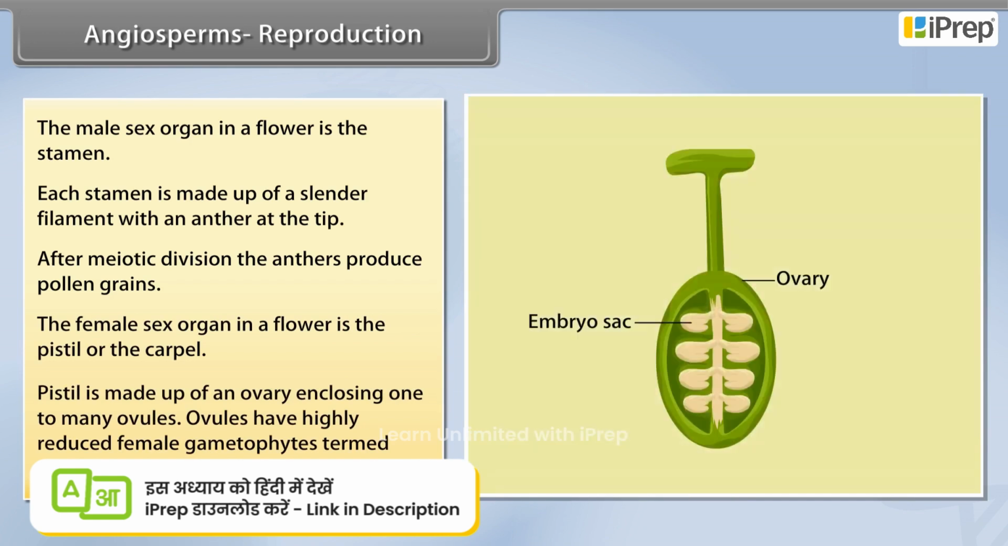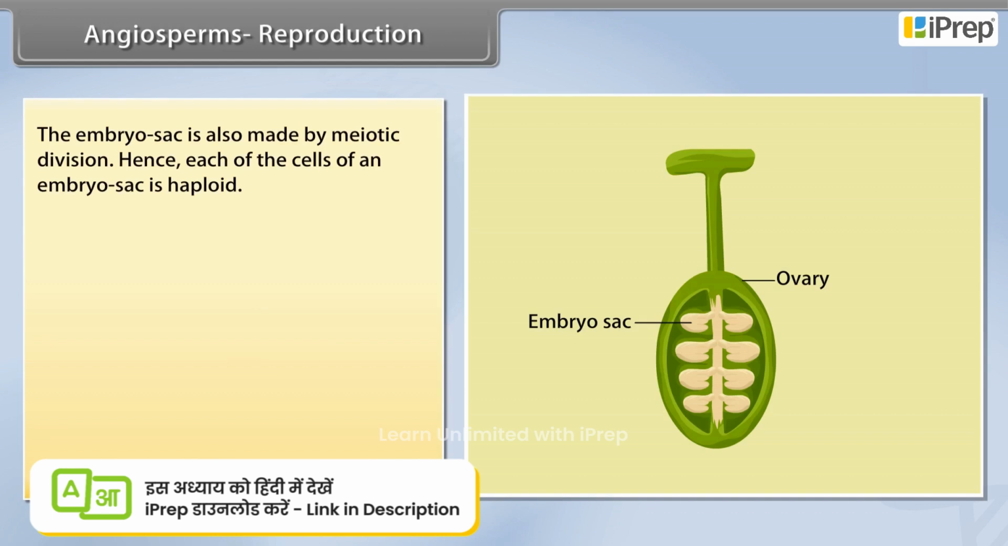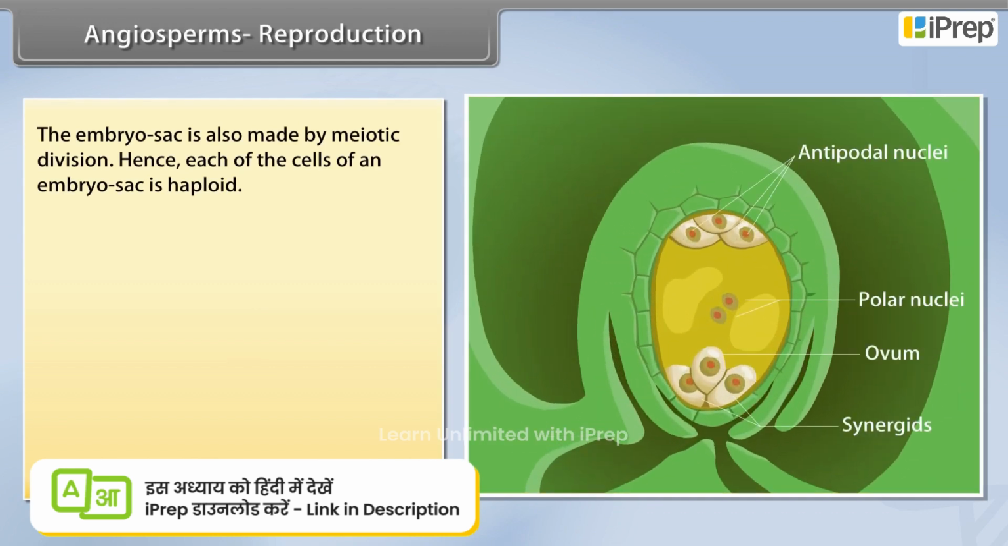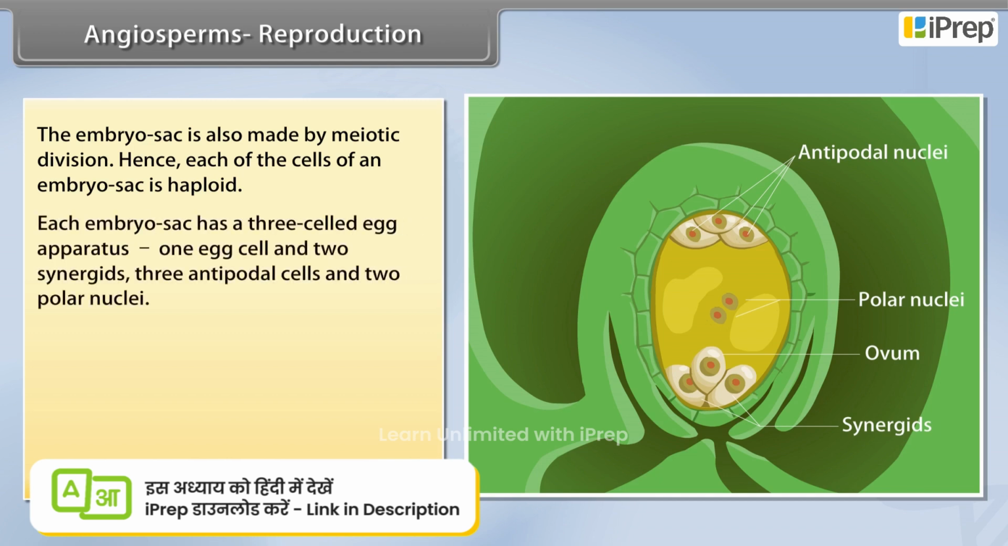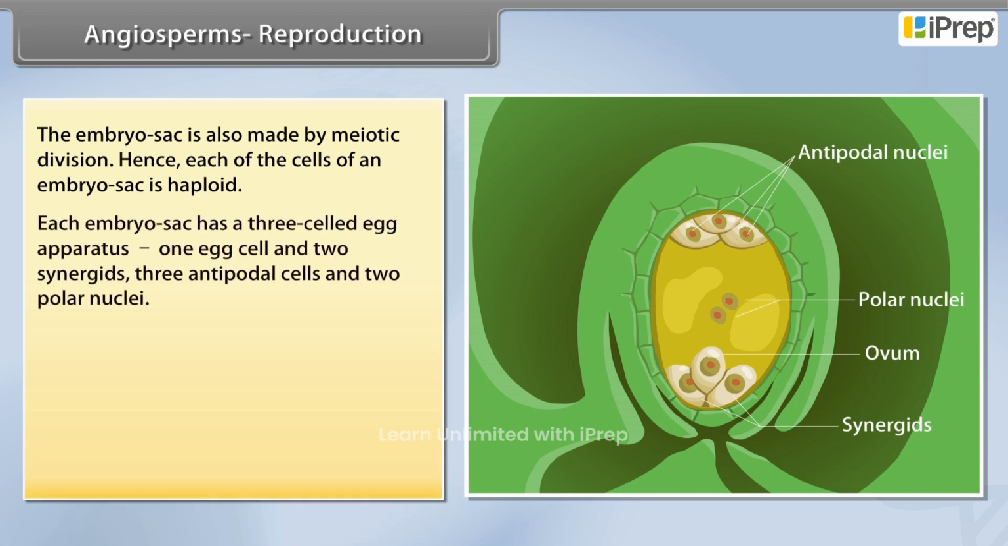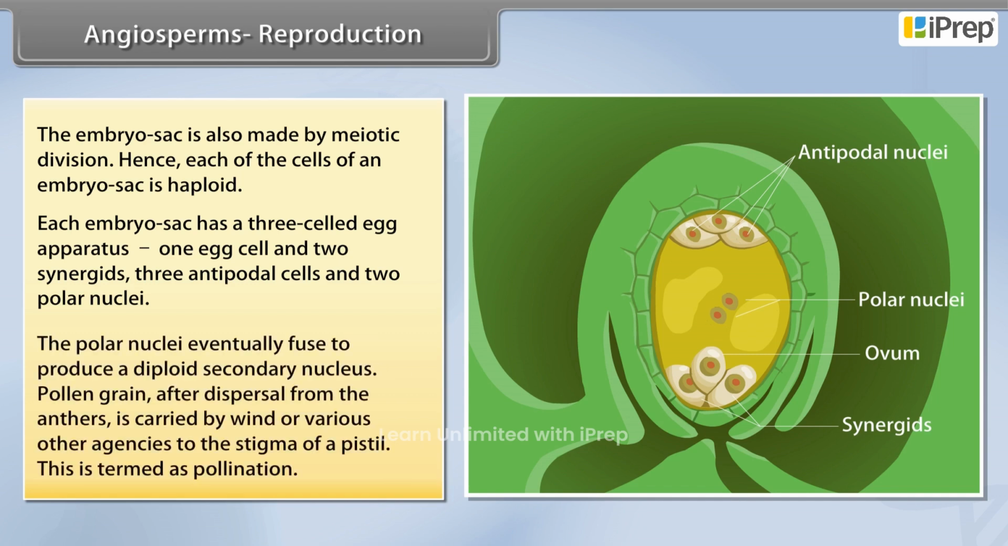Ovules have highly reduced female gametophytes termed embryo sacs. The embryo sac is also made by meiotic division. Hence, each of the cells of an embryo sac is haploid. Each embryo sac has a 3-celled egg apparatus, 1 egg cell and 2 synergids, 3 antipodal cells and 2 polar nuclei. The polar nuclei eventually fuse to produce a diploid secondary nucleus.